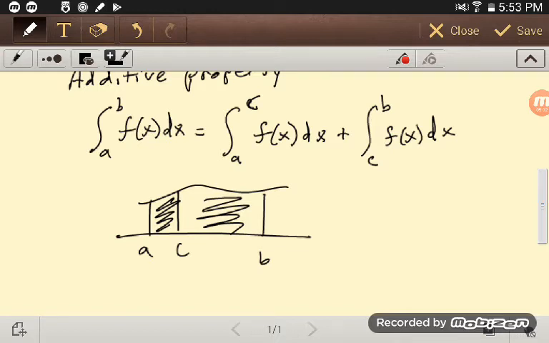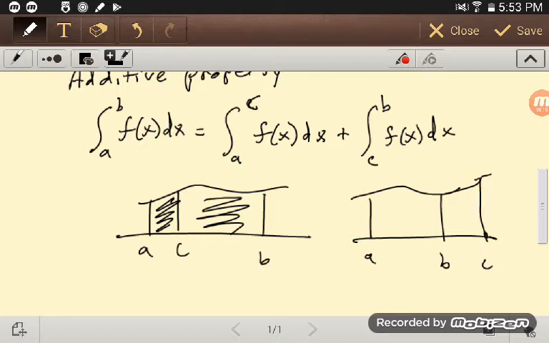Now, if c is actually bigger, say, than b, and we went from a to b like that, so, here's a, here's b, and then c's down here, well, sort of what happens? Well, when we go from a to c, we get that whole area, but then notice when we go from c to b, we get the negative of that area, and so we end up subtracting it off, and we get back to just that area there. So it works whether c is in between a and b or not.